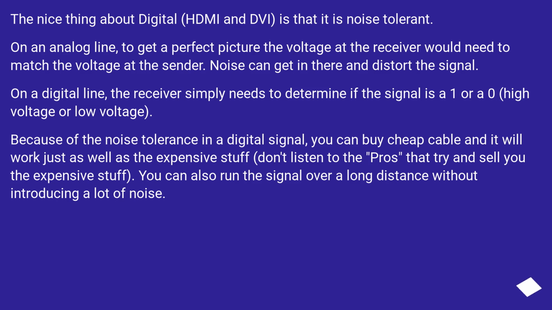On a digital line, the receiver simply needs to determine if the signal is a 1 or a 0, high voltage or low voltage. Because of the noise tolerance in a digital signal, you can buy cheap cable and it will work just as well as the expensive stuff. Don't listen to the pros that try and sell you the expensive stuff. You can also run the signal over a long distance without introducing a lot of noise.